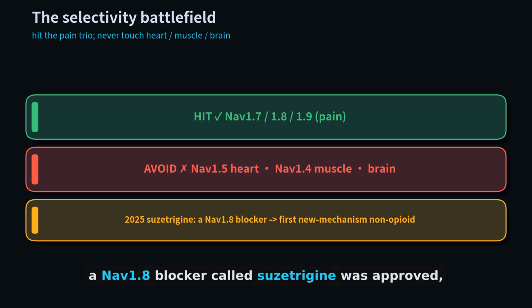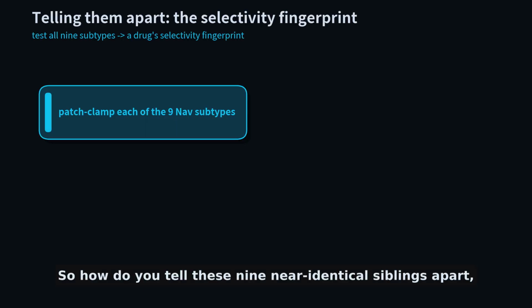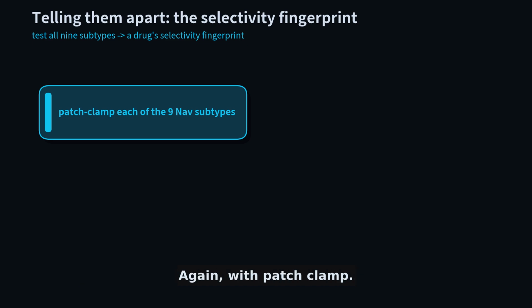In 2025, a NaV 1.8 blocker called suzetrigine was approved, the first non-opioid painkiller with a brand new mechanism in decades. So how do you tell these 9 near-identical siblings apart and figure out which a drug hits and which it spares? Again, with patch clamp.